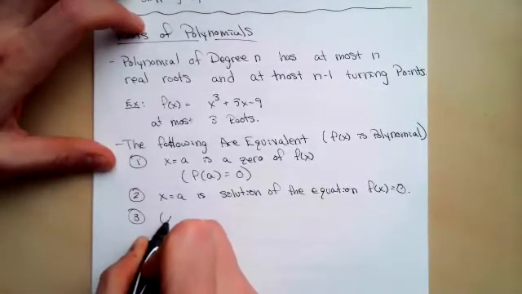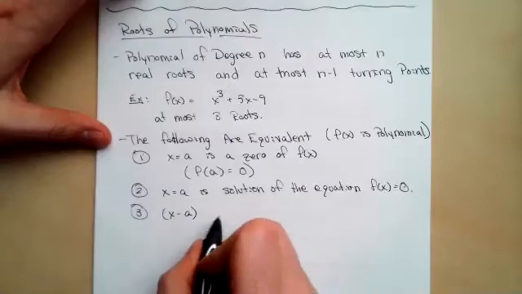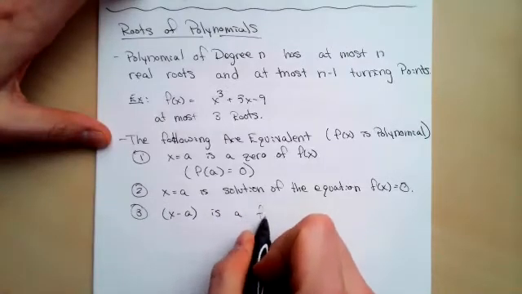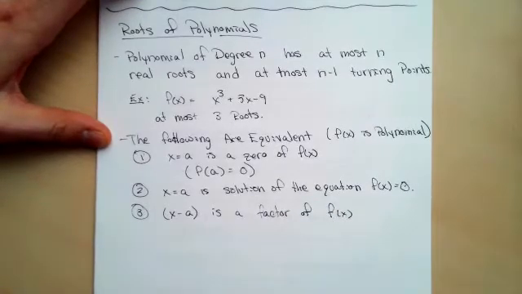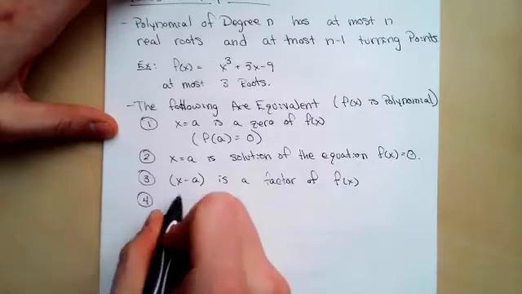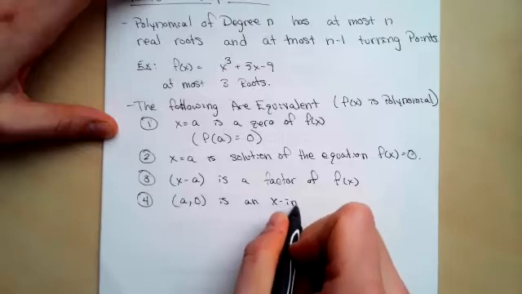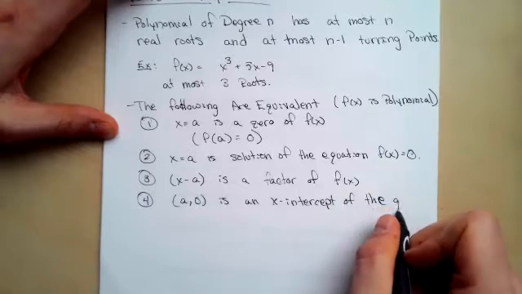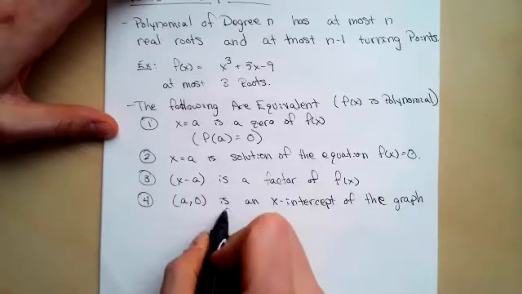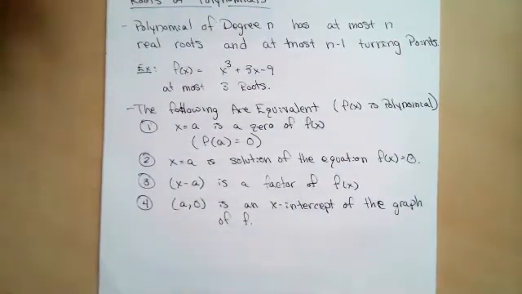The other thing we have is x minus a in parentheses. This expression, quantity x minus a, is a factor of f. And lastly, the point (a, 0) is an x-intercept of the graph of f. So x-intercepts, zeros, and roots essentially all mean the same thing for a function.